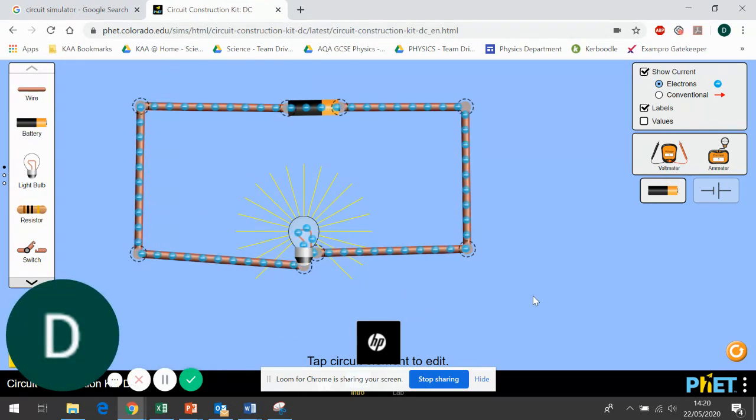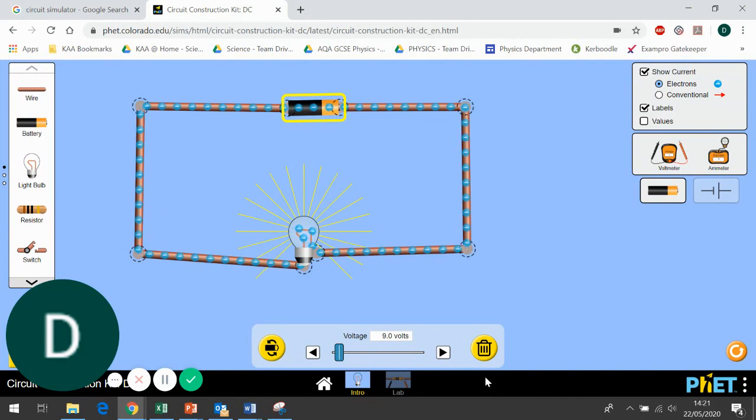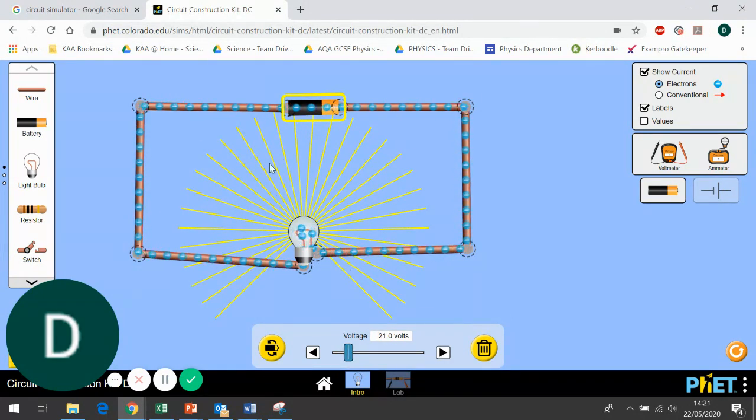So here, and I will link to this in the classroom so you can play with it yourself, we have a circuit. It's a complete circuit and there is a battery in it, so the electrons are moving round. What happens if we click on the battery and we increase its voltage rating? What's going to happen to the circuit? Well, two things are happening. Firstly, the bulb is brighter.